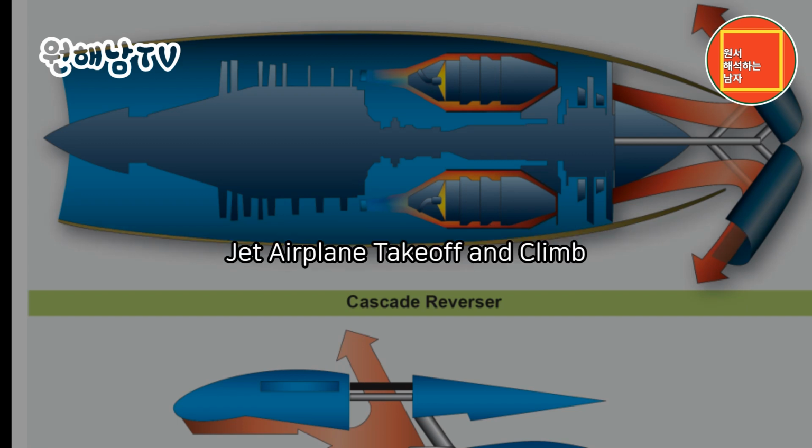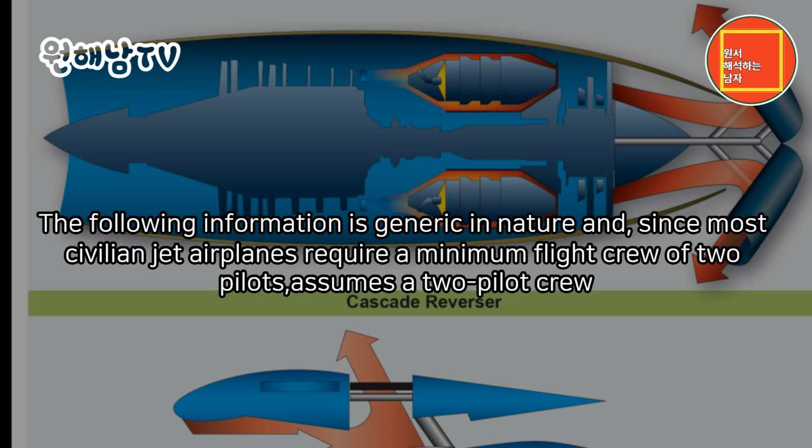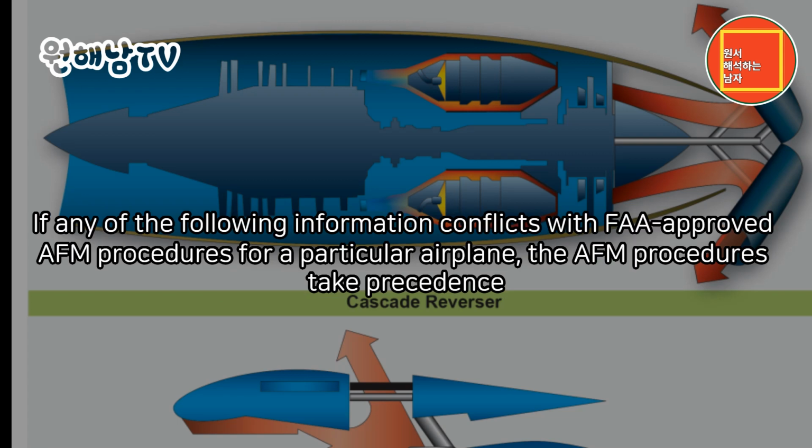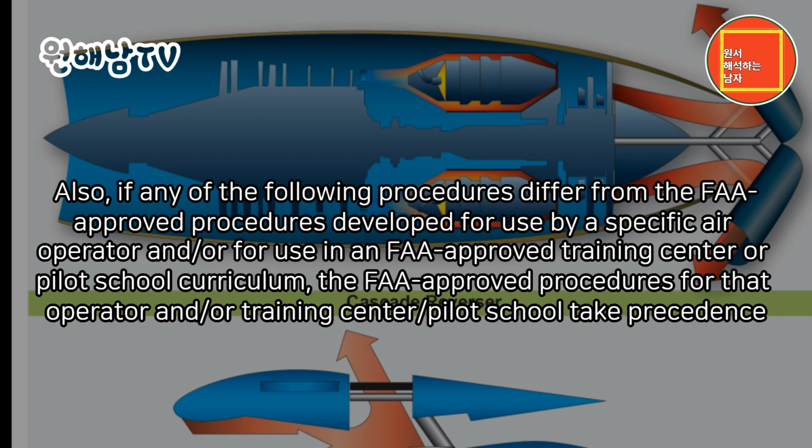Jet airplane takeoff and climb. The following information is generic in nature and, since most civilian jet airplanes require a minimum flight crew of 2 pilots, assumes a 2-pilot crew. If any of the following information conflicts with FAA-approved AFM procedures for a particular airplane, the AFM procedures take precedence. Also, if any of the following procedures differ from the FAA-approved procedures developed for use by a specific air operator and/or for use in an FAA-approved training center or pilot school curriculum, the FAA-approved procedures for that operator and/or training center or pilot school take precedence.